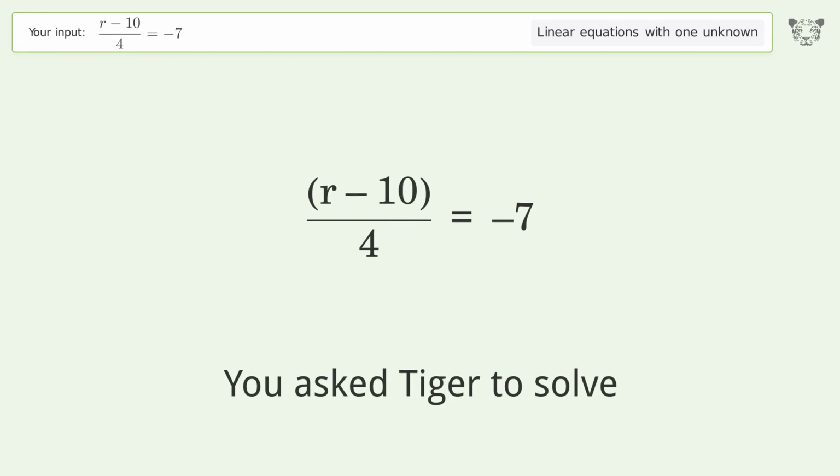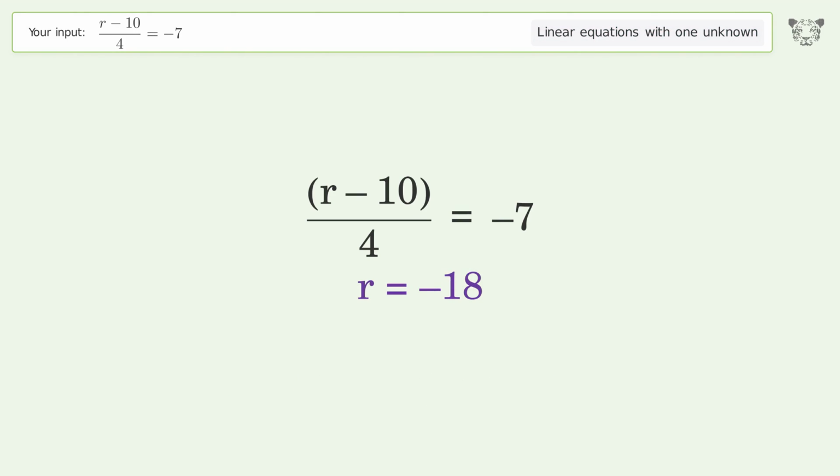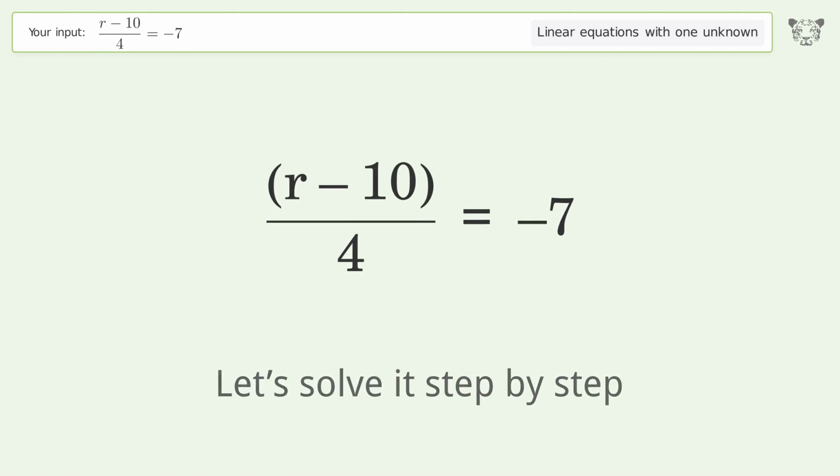You ask Tiger to solve. This deals with linear equations with one unknown. The final result is r equals -18. Let's solve it step by step.